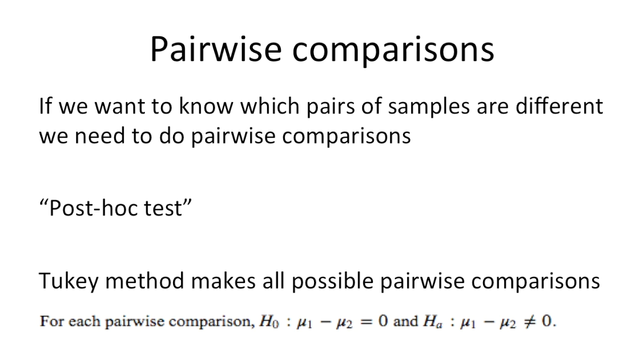For each pairwise comparison, the null hypothesis is that the mean of group 1 minus the mean of group 2 equals 0. In other words, the 2 population means are equal. The alternative hypothesis is that the mean of group 1 minus the mean of group 2 does not equal 0. In other words, the 2 population means are not equal. Let's walk through one example.